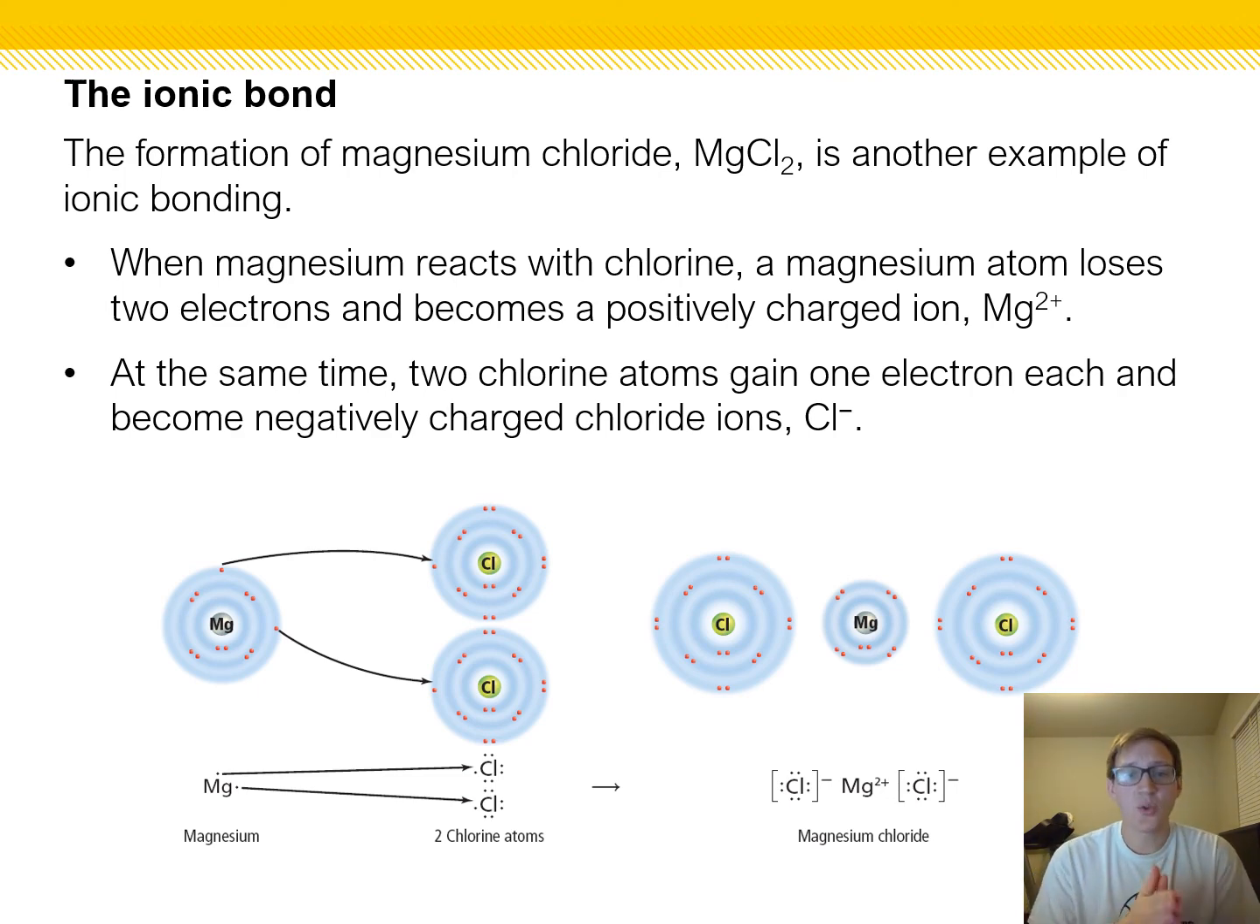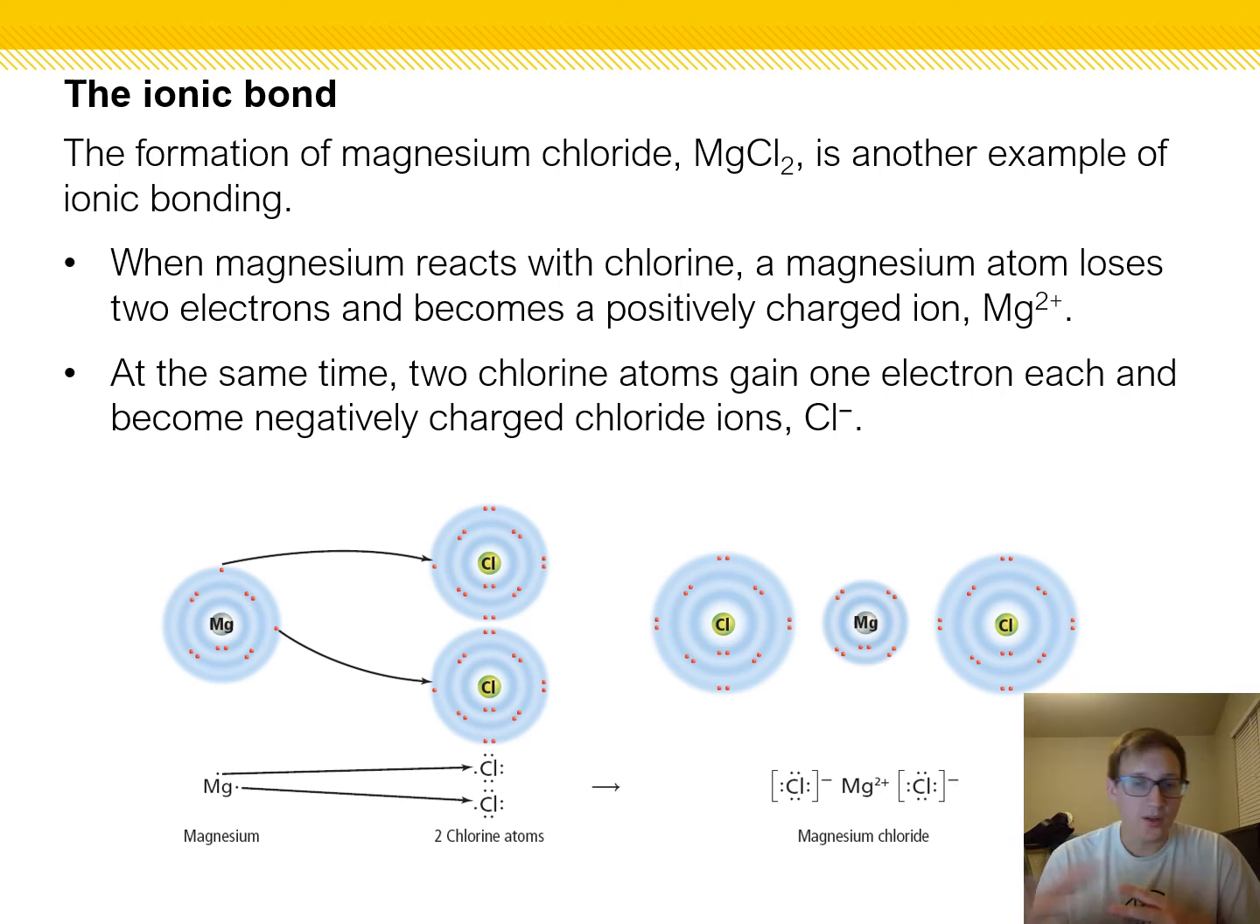At the same time, 2 chlorine atoms want to gain 1 electron each. They have 7 valence electrons. They're in the 7th group, right next to the noble gases, called the halogens. So they want to gain 1 electron each to become stable, to get 8 in their outer shells. And so if I give each of them 1, everybody's going to be satisfied and stable. They're going to become negatively charged chloride ions because they gained 1 electron.